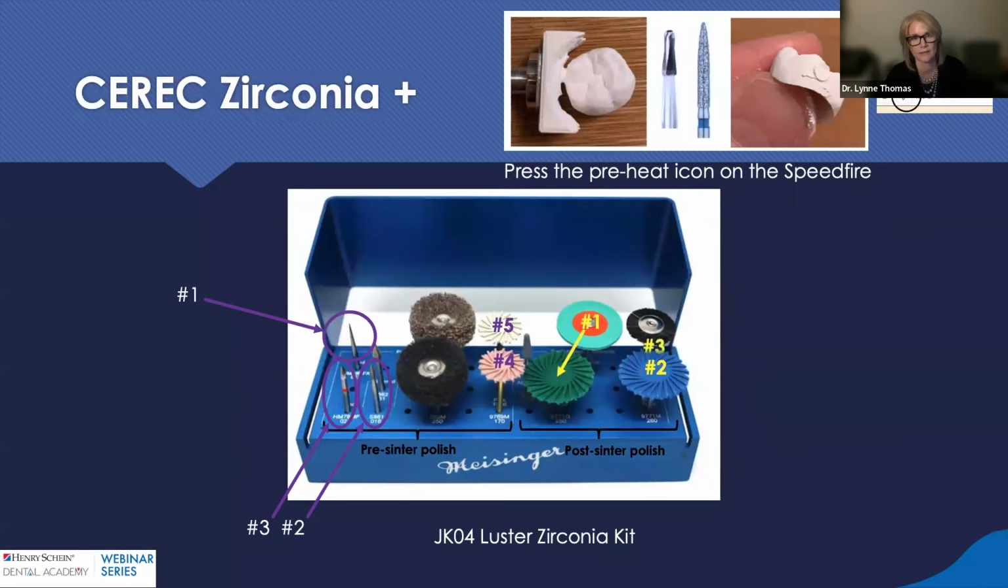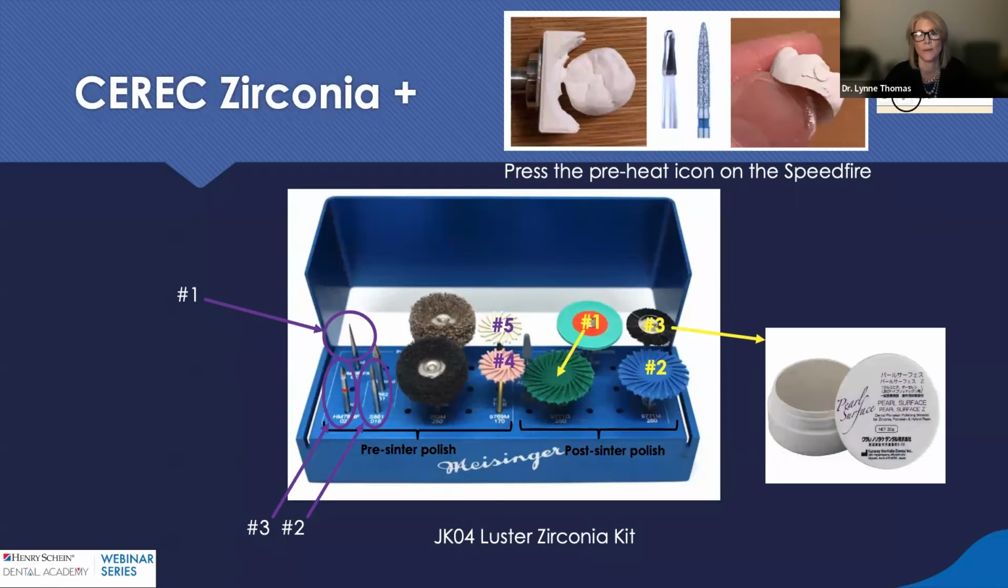And the next thing that I use, and this is the really big money maker here, is to use a stiff bristle brush with the Pearl Surface 2 paste. This stuff is the bomb. It does such a great job of finishing the zirconia surface. I'm in love with it. And it just makes the surface so slick and so smooth. And I really, really, really would recommend this. You can also use it on your ceramic materials as well.